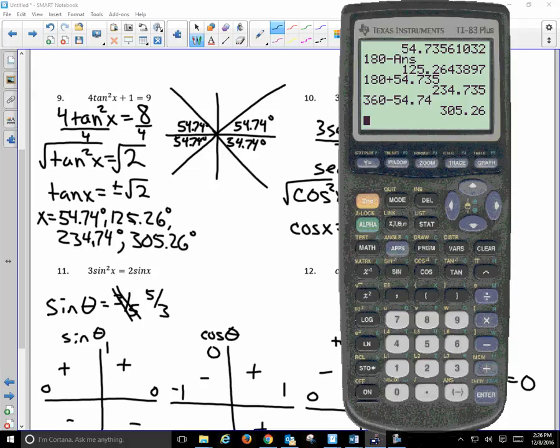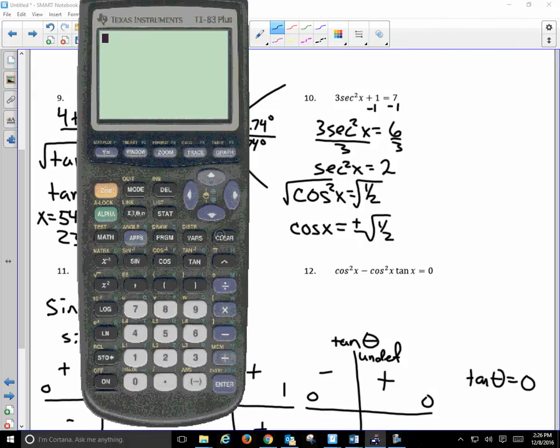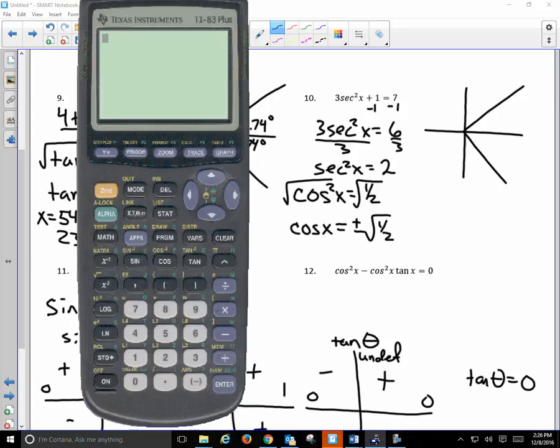So I'm going to go to my calculator in just a second because I'm going to first set up my quadrants. This says cosine is plus or minus. Which quadrant says cosine positive? First and fourth, so it's negative in the second and third.